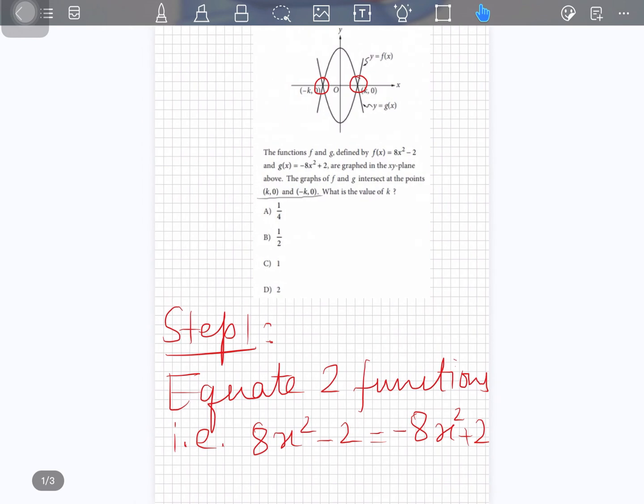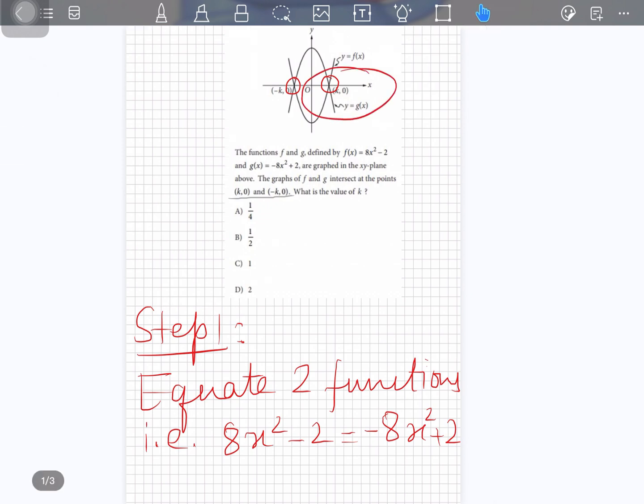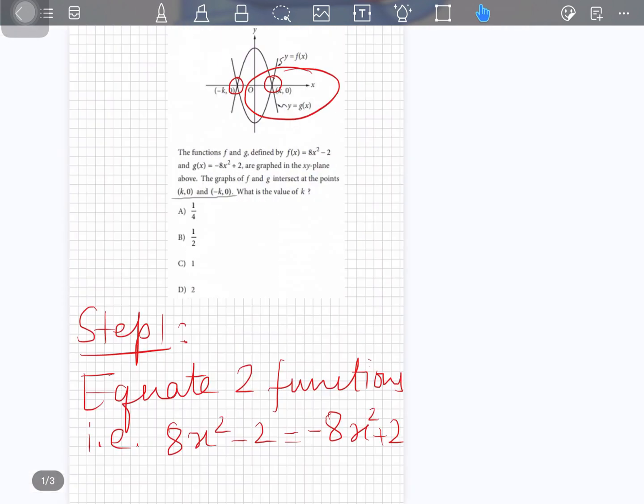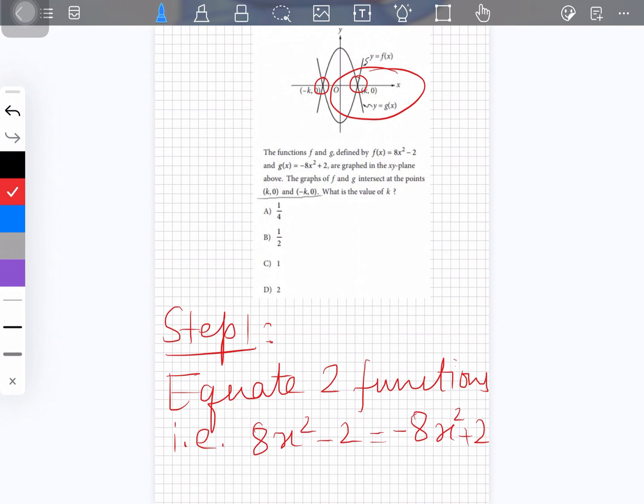So let's go to this side. We got k as plus minus 1 over 2, but since k is on the positive side, k has to be a positive number. So to satisfy the question, the correct answer is plus 1 over 2. If you look at it, not 1 over 4, not 1, not 2, so B is the correct answer. So yeah, this is the correct answer.